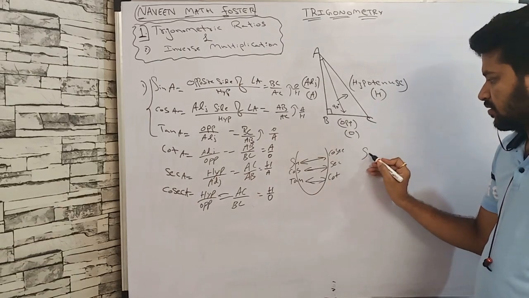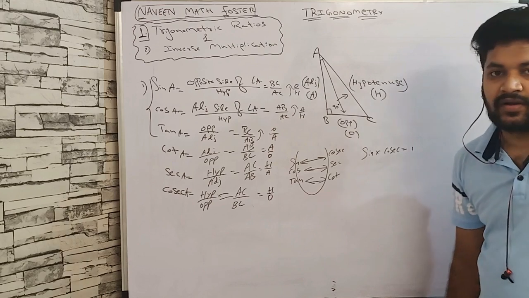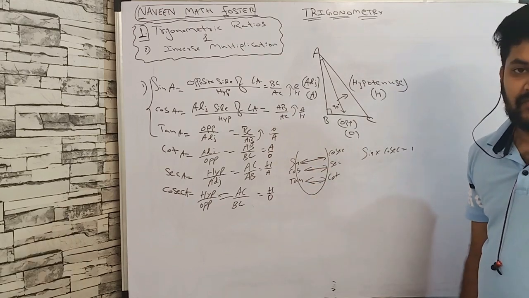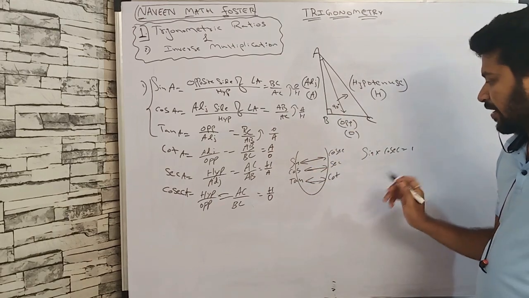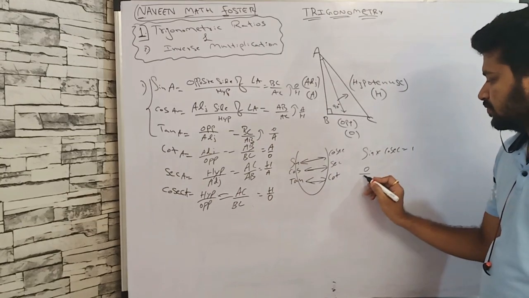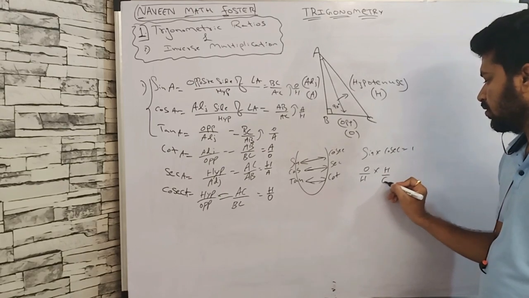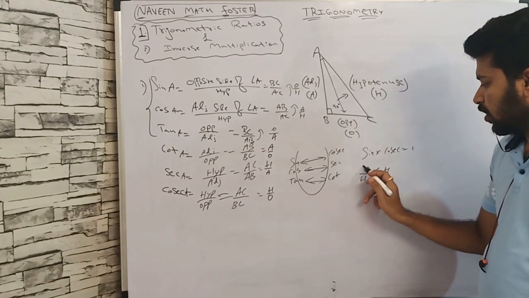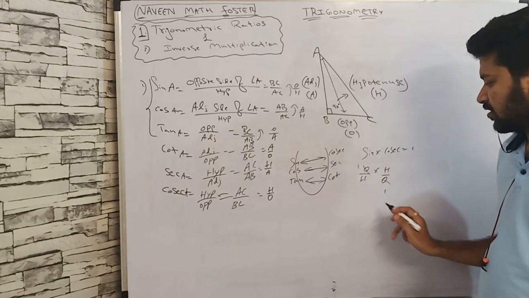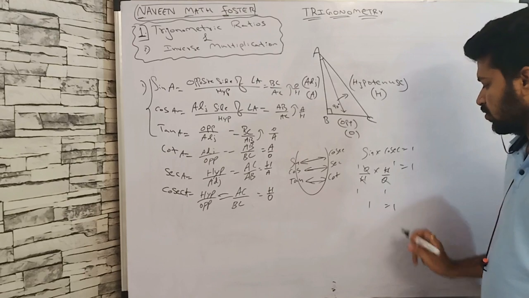See here. Sine into cosecant is equal to 1. This is the most important formula for inverse multiplication. Why? Because what is the sine value? O by H, into the cosecant value, H by O. So the opposite sides cancel, the hypotenuses cancel. What is the value? It is equal to 1.